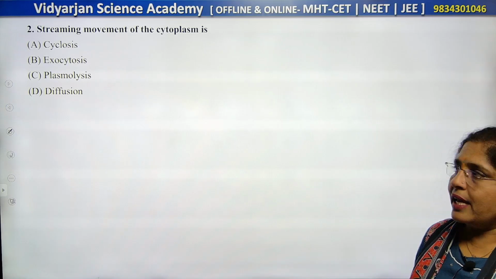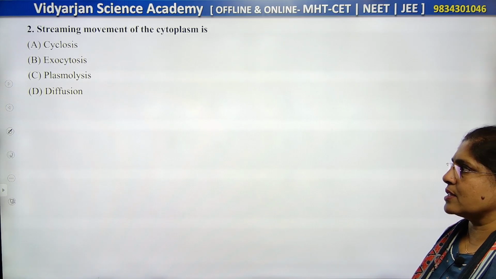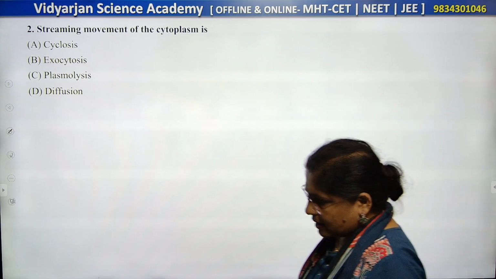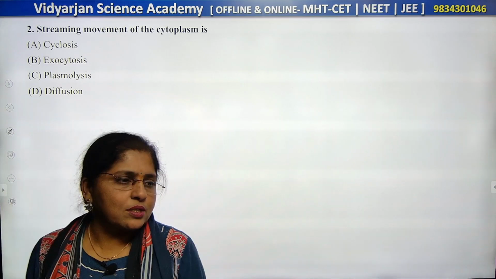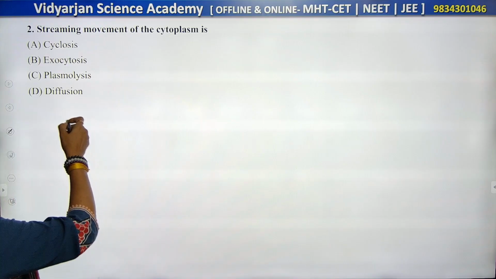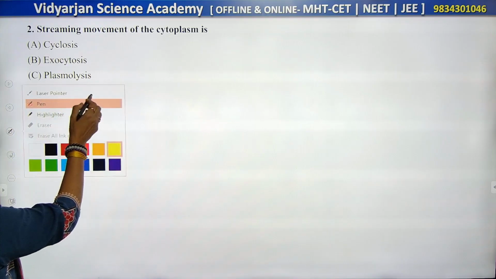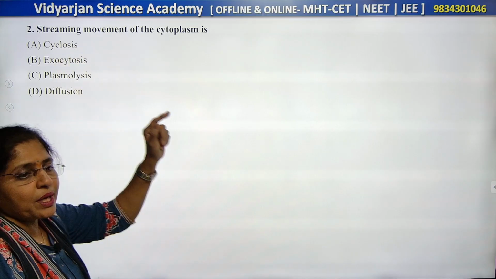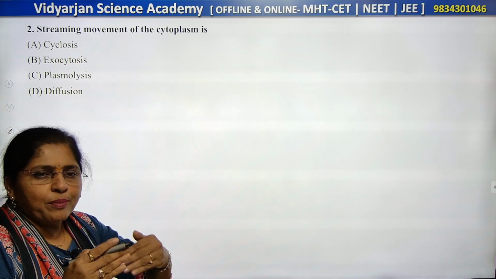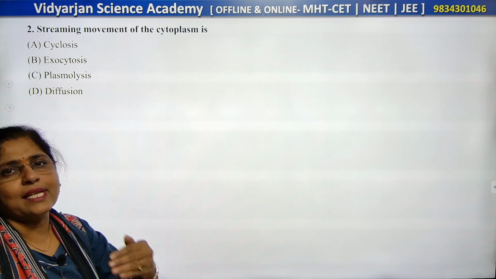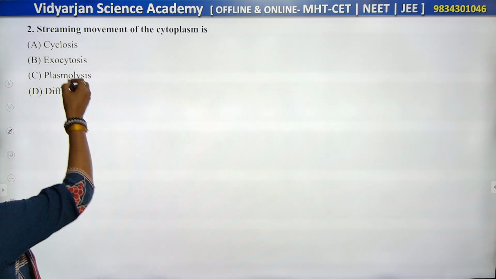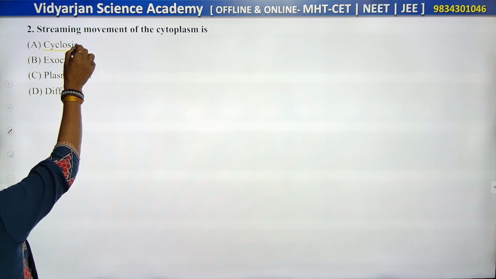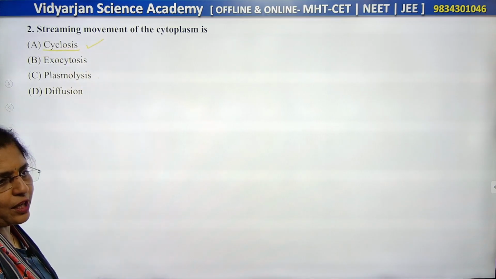Cyclosis. Then next is exocytosis. Followed by number 3, or C, that is plasmolysis. And the next one is diffusion. So the streaming movement is related with cytoplasmic movement. So this will give you the ideal answer here, that is cyclosis.